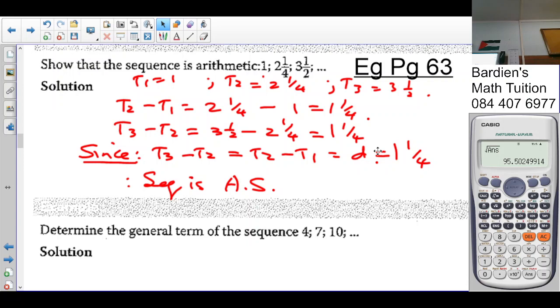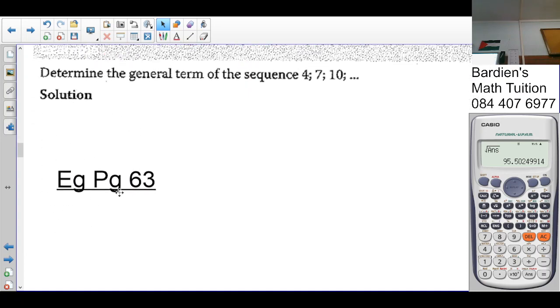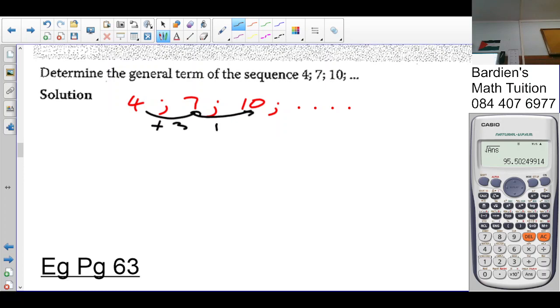You guys understand? Let's look at the next example, example 2. It's on page 63. It says determine the general term of the sequence. So you've got 4, 7, 10. What does the dots mean? Continues following that pattern. What is my A value here? 4. Does it have a constant difference? Yes. How do I move from one term to the next? You're adding 3. Then I add 3 again. So that's my D value. So plug it into the formula and simplify.